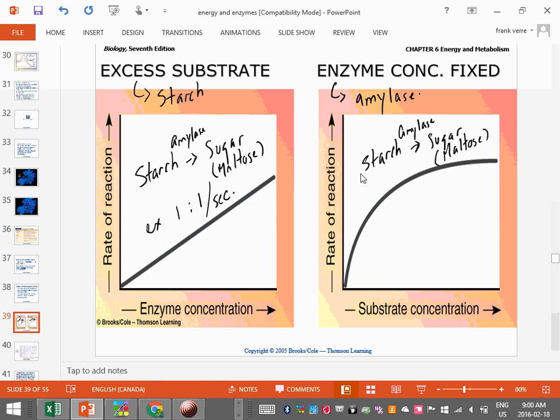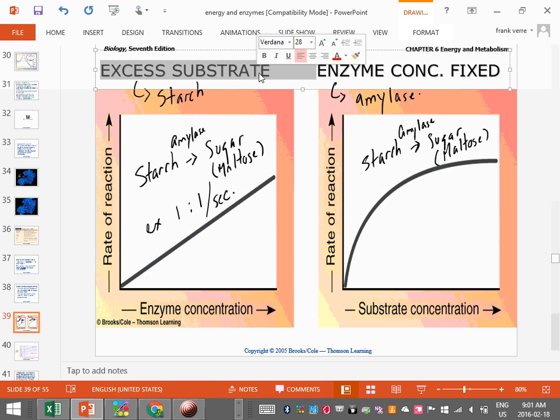If I have more starch, then I have more sugar, right? And if I add more starch, my rate keeps going up, but you notice it doesn't go up the same way that this one goes up. Now, over here, you have to assume that there's excess substrate. What that means is that the substrate is not a limiting reagent. We don't have to worry about running out of it.